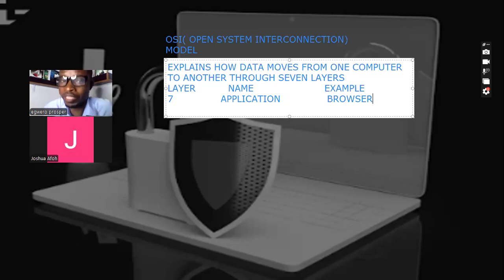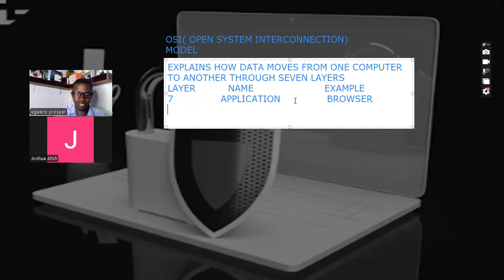So we should know that the essence of us understanding this OSI, Open System Interconnection Model, is for us to know the different layers that enhance data movement from one point to another. On the internet network, there is a layer 7, and on that layer 7 is where you have application. An example of it is the browser. Applications transfer data from one point to another.